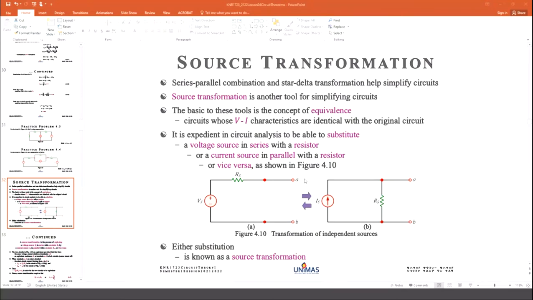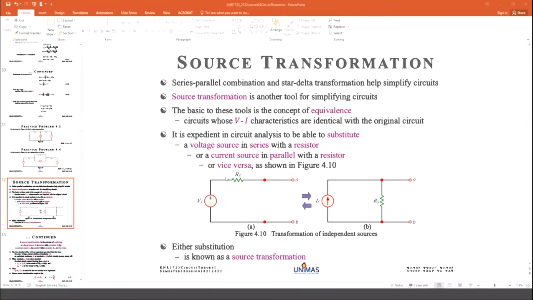So remember that the voltage source will always be in series with the resistor, so that it can be transformed into a current source in parallel with a resistor. So voltage source series dengan resistor, current source parallel dengan resistor. So this is the basic diagram of the transformation of the independent source. Voltage source to current source to voltage source.